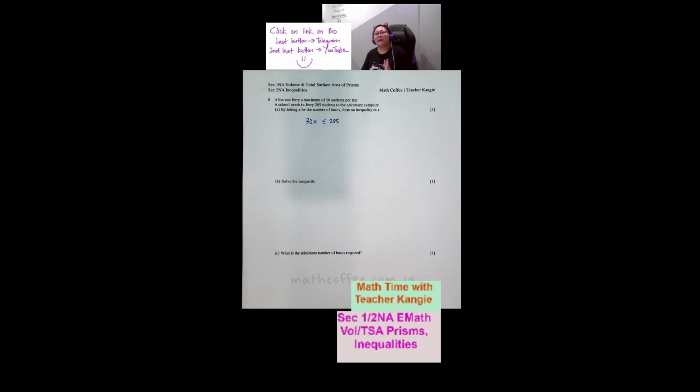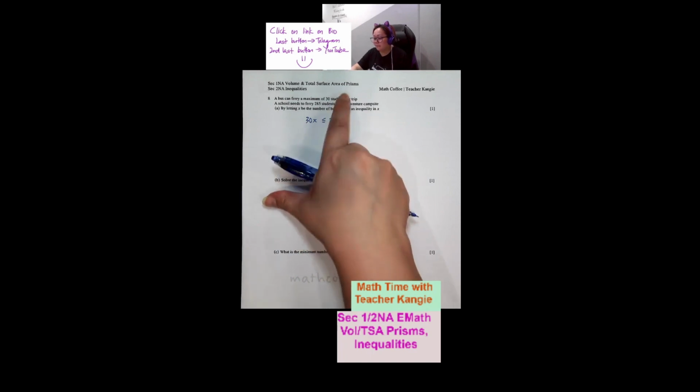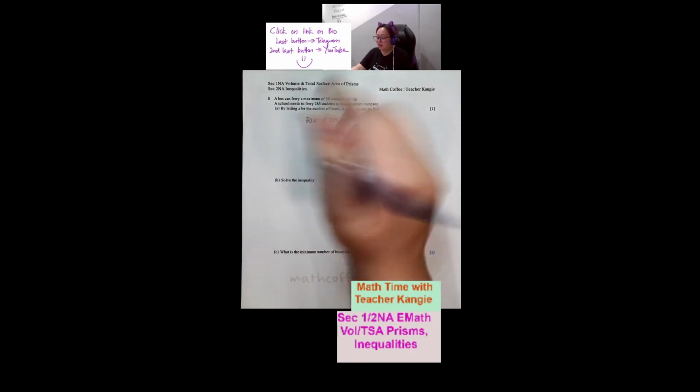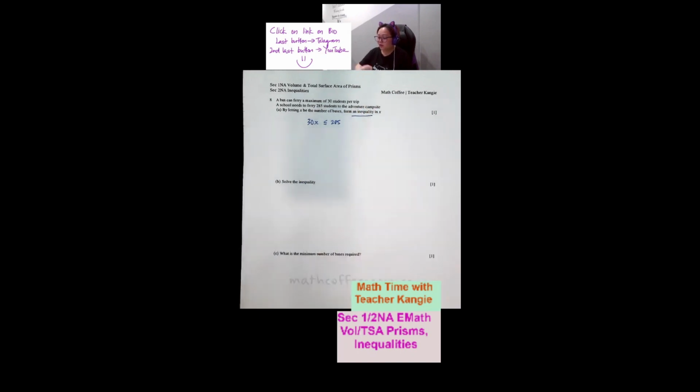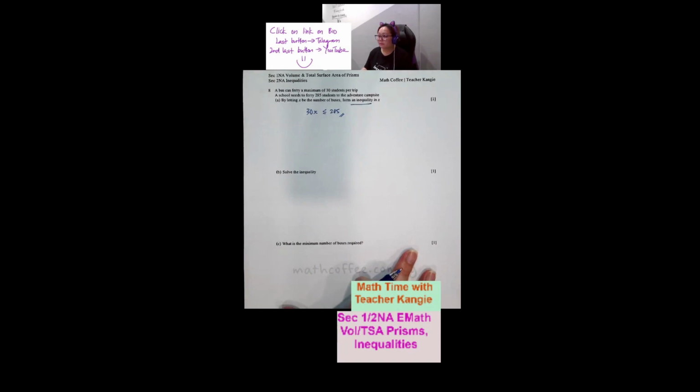Because you are supposed to calculate how many buses you're going to hire to ferry your 285 students. So that's why we do 30 per bus multiplied by the number of buses. It should be less than or equal to 285 students. So that is the inequality. They only ask us to form the inequality. We don't need to solve it here. So actually this one is the answer.